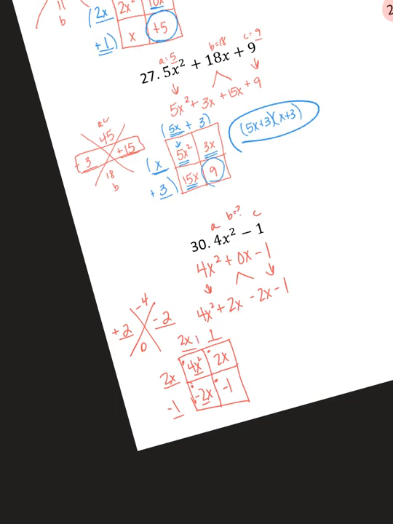All right, and then we have our factors. So we've got 2x plus 1 times 2x minus 1. Okay. And that's all. That is factoring when A is not equal to 1.